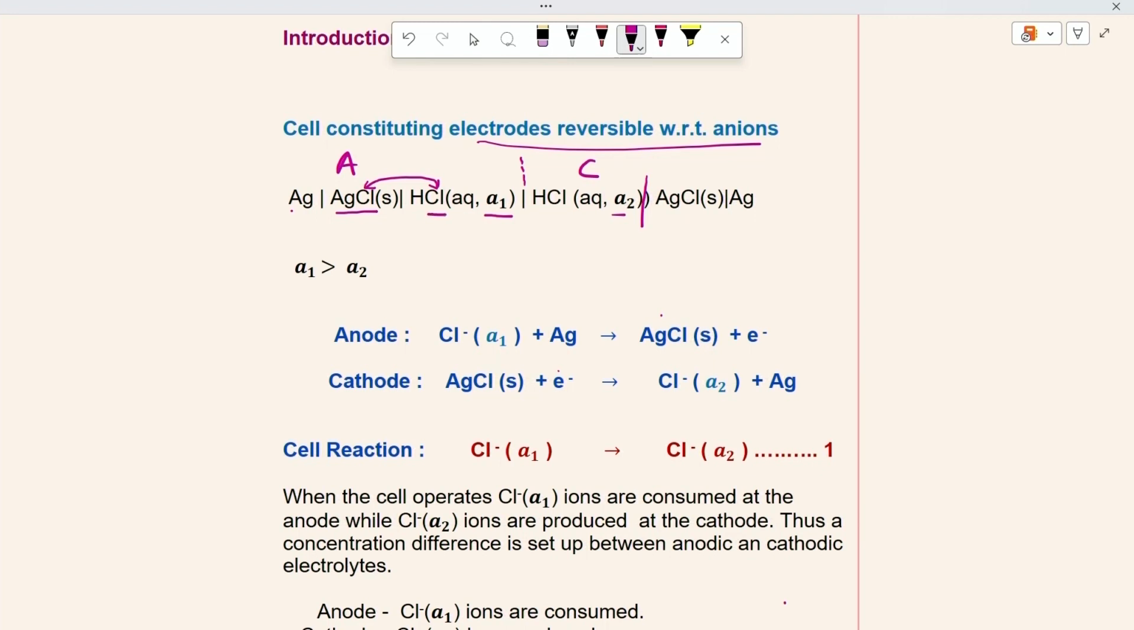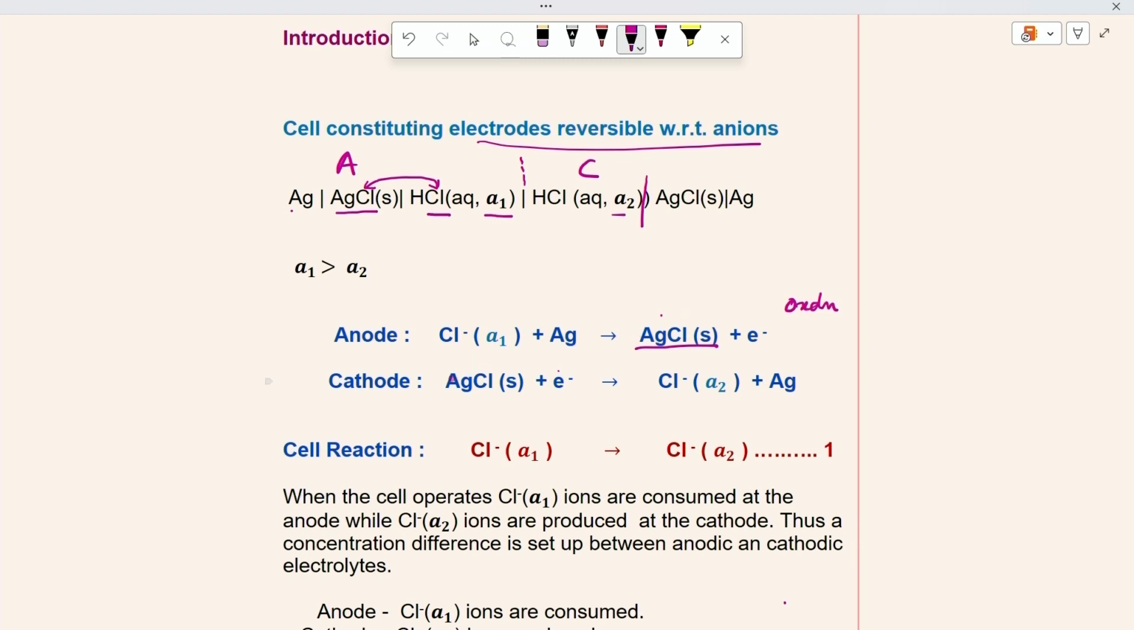At anode, that should be an oxidation, and for oxidation what happens is the chloride ions from HCl combine with Ag, the silver metal, forming AgCl solid and the release of electrons. So, what happens is silver loses its electron to get converted into Ag plus, and then it combines with chloride ion to form AgCl solid. So, this is a process of oxidation, that is the anodic reaction.